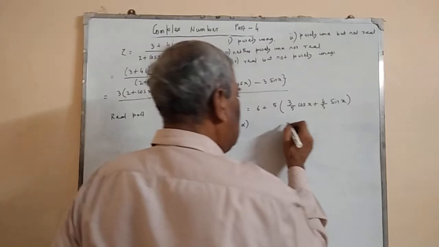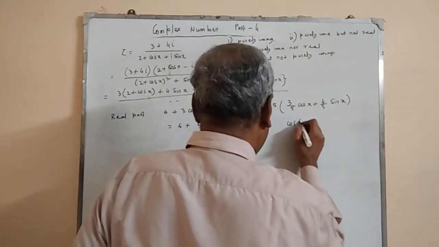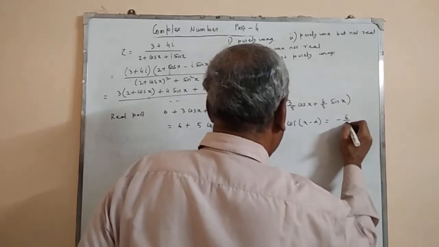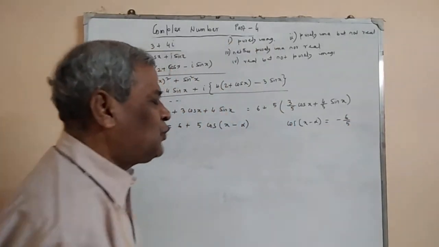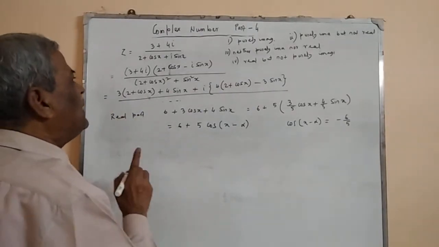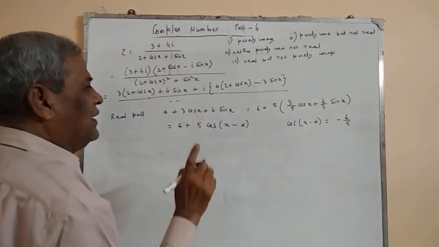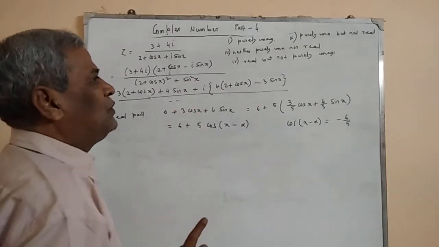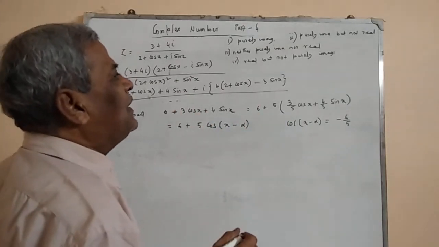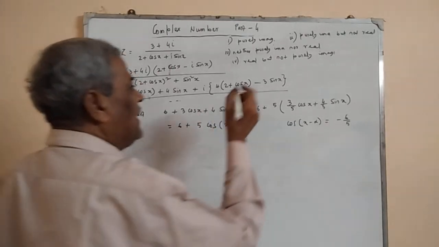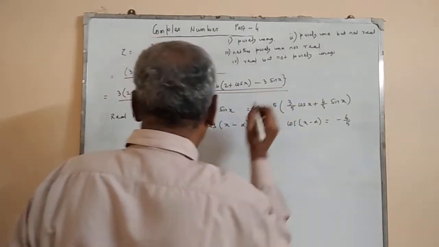If it be 0, then cos of x minus alpha is equal to minus 6 by 5, which is less than minus 1. This is not possible. So the real part of this cannot be 0. So it cannot be purely imaginary. Now consider its imaginary part.